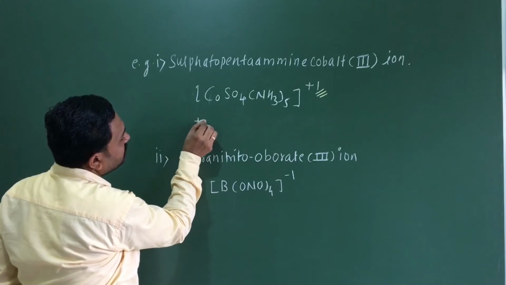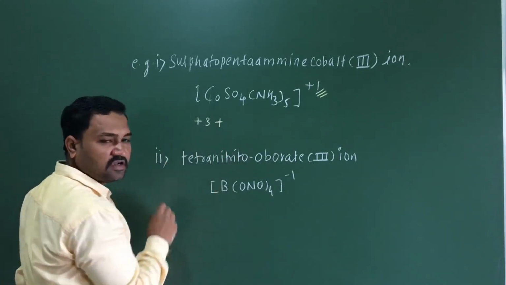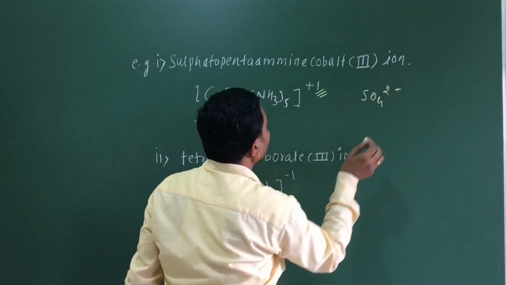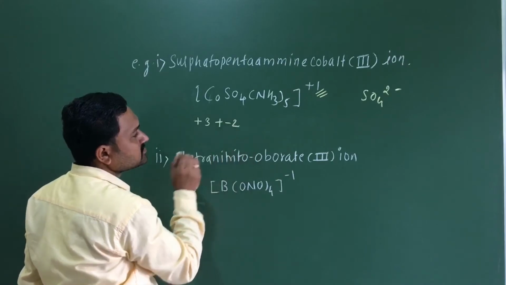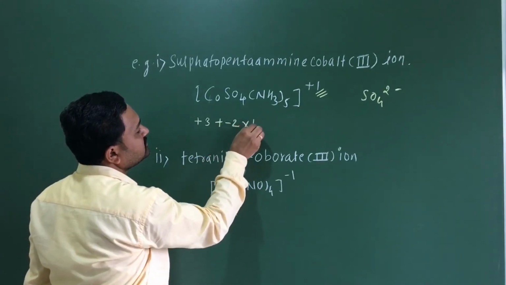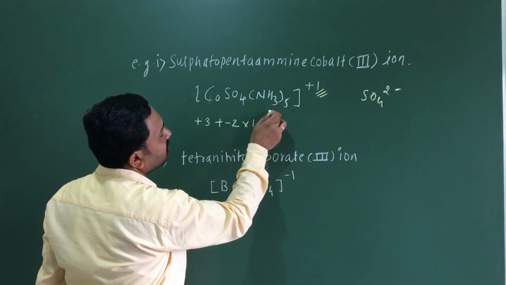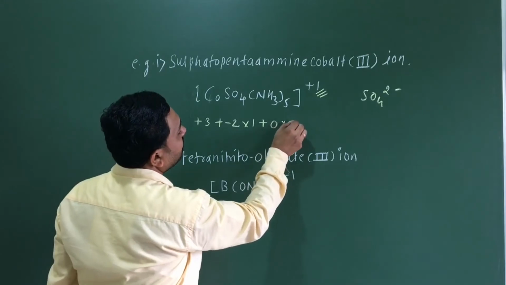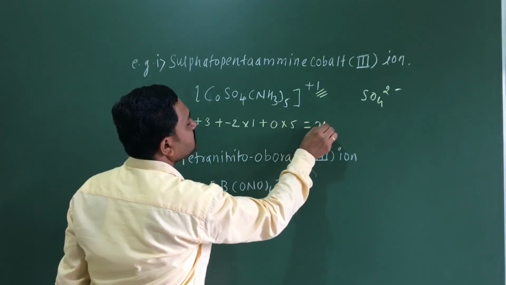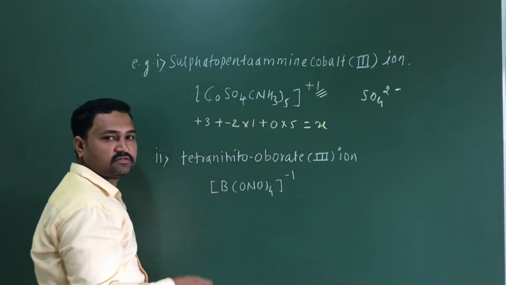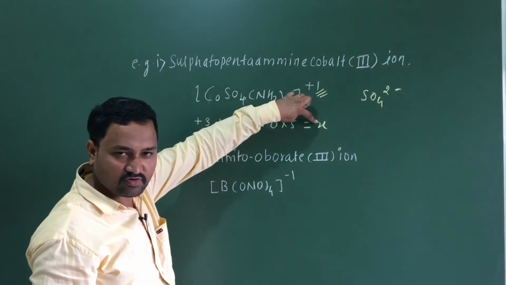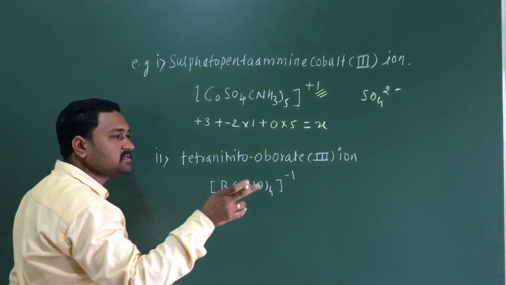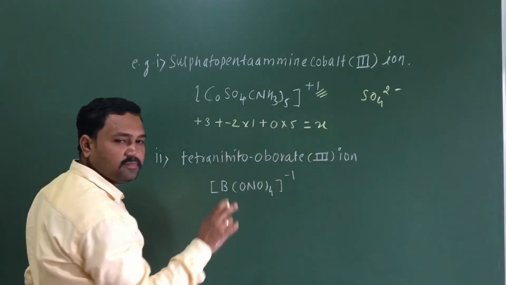So the oxidation state for cobalt is +3 plus sulfate. We know that this sulfate is in the form of an SO4 2- ion, hence its oxidation number will be -2, as it is 1 time, hence into 1, plus we know that ammonia is a neutral ligand, hence its oxidation state is 0, and it is 5 times, which equals x, because we have to calculate this charge. So I am going to consider this charge as an x quantity. Okay, definitely we'll check whether this charge is +1 or -1 simply by writing this mathematical equation.